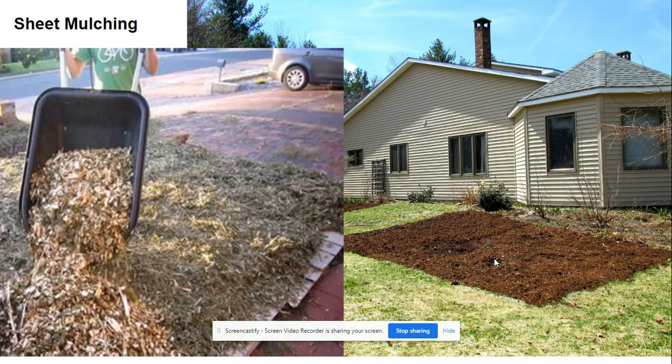Now, a couple tricks with sheet mulching. It is good to lay down a little layer of some kind of a fertilizer, compost, a blend of fertilizers and compost underneath before you lay the cardboard down. So if you're doing it in a yard, you're going to sprinkle your fertilizer and compost right on top of the grass where you want to do your garden, and then you lay your cardboard on top of that.